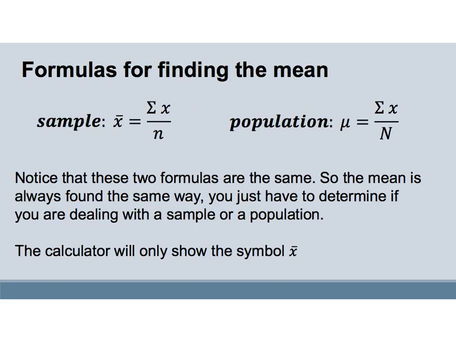But you find it the exact way you did before by adding up all your data values and dividing by how many they are. There's formulas here for sample and population. In sample, it's X bar. In population, it's mu. But otherwise, the formulas don't vary. Small n, capital N, but it's still how many data values I have. Because you find the sample or the population mean exactly the same way, in a little while when I show you how to do this on the calculator, it's only going to have the X bar symbol. So it might be mu because you have a population, but it only shows you X bar because X bar and mu are calculated the same way.